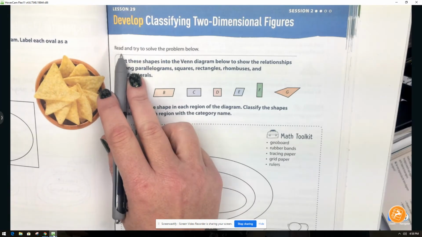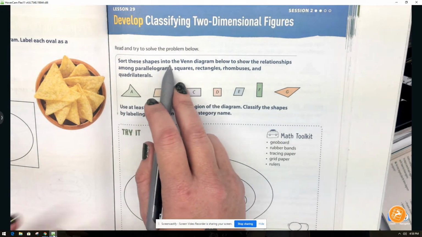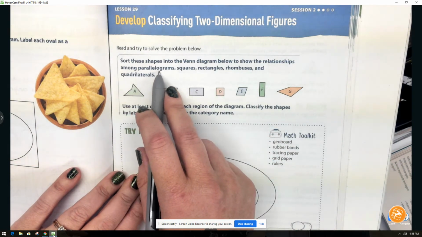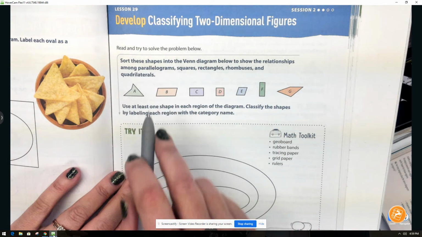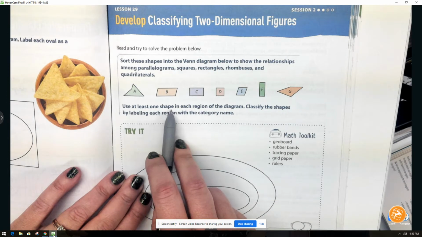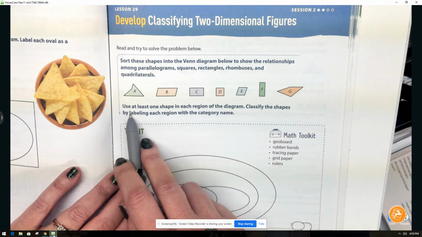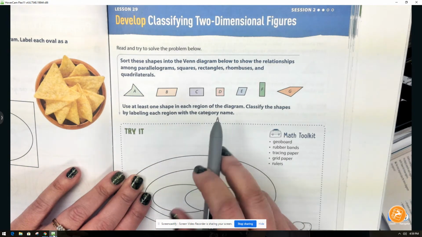So it says to do this, read and try to solve the problems below. Sort these shapes into the Venn diagram below to show the relationships among parallelograms, squares, rectangles, rhombuses, and quadrilaterals. So here are the shapes that we have. Use at least one shape in each region of the diagram. Classify the shapes by labeling each region with the category name.